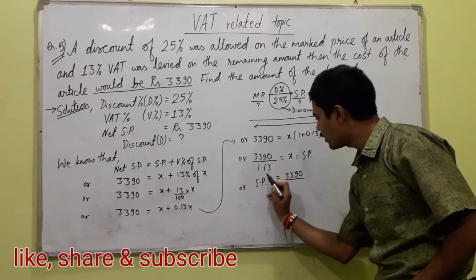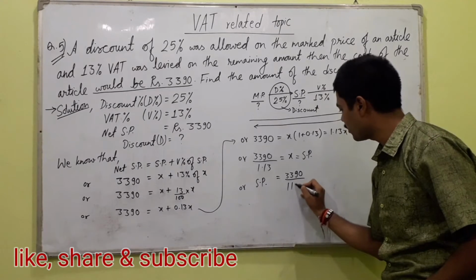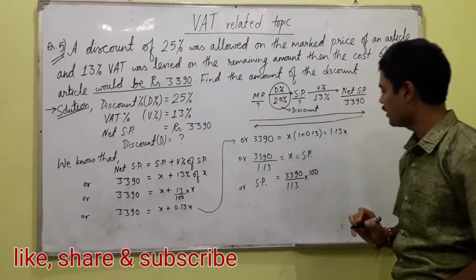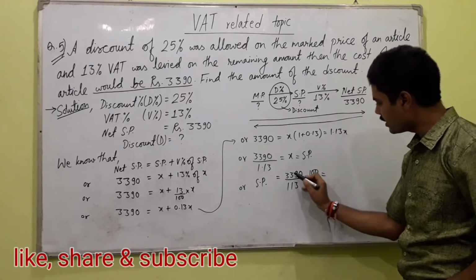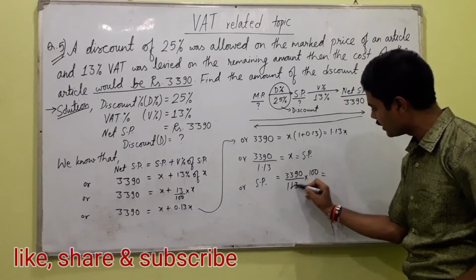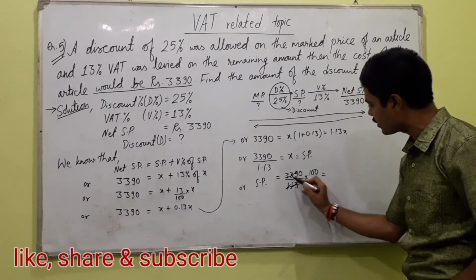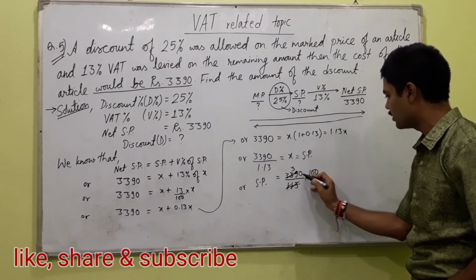In 1.13, there are two numbers after the decimal. So if you make it 113, then you have to multiply the numerator by 100. And now the solution. 113: here you can see 13 3s are 39 and 1 3s are 3. It means altogether 113 3s are 339.